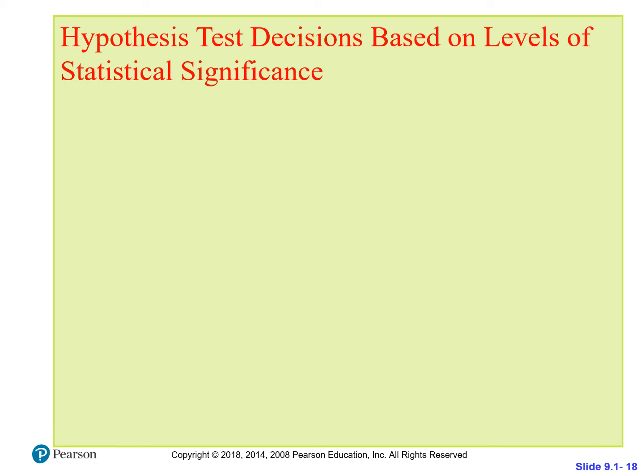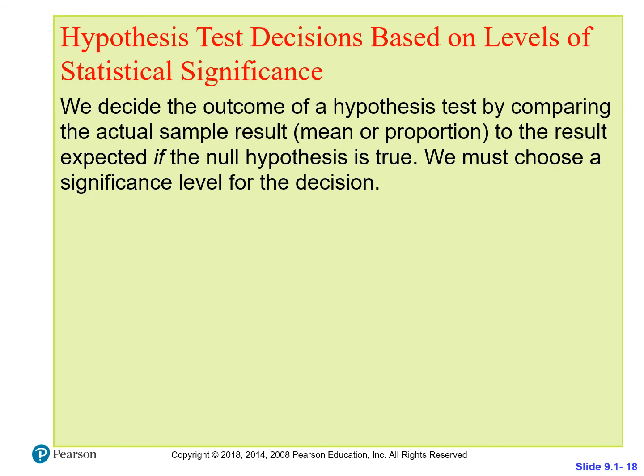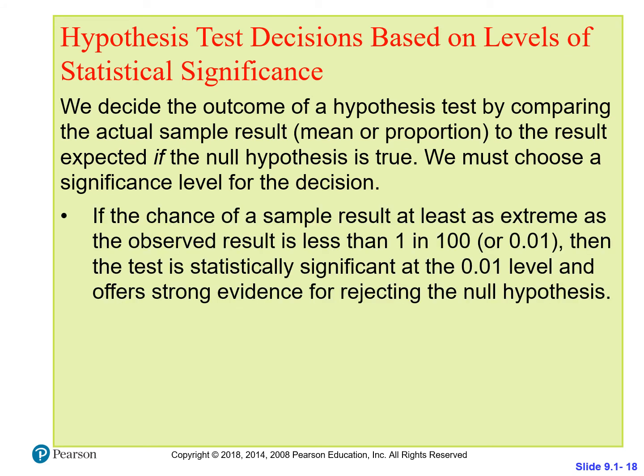Okay, so to recap hypothesis test decisions based on levels of statistical significance, we decide the outcome of a hypothesis test by comparing the actual sample result, whether it be the mean or the proportion, to the result expected if the null hypothesis were true. We must choose a significance level for the decision. That choice is really kind of arbitrary.